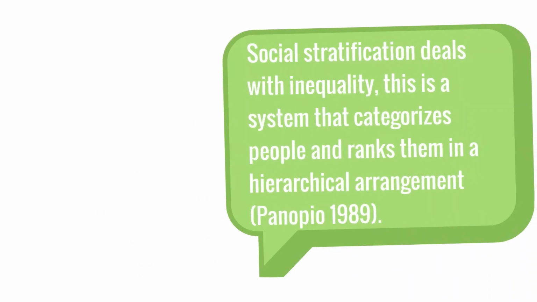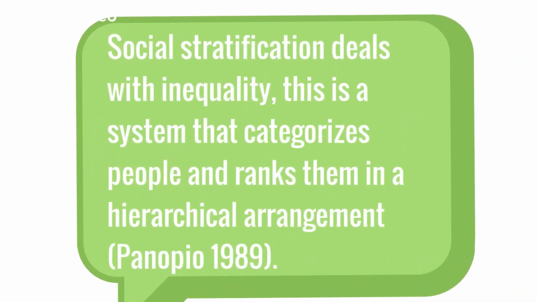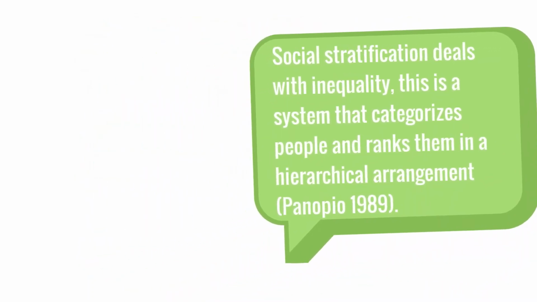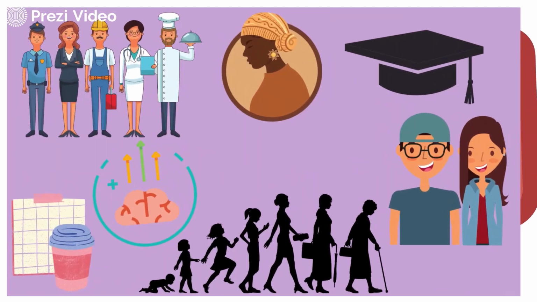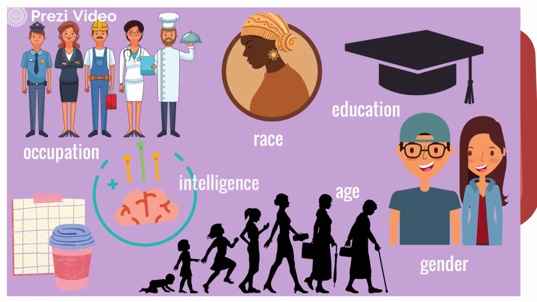Social stratification deals with inequality. This is a system that categorizes people and ranks them in a hierarchical arrangement. The social standing depends on occupation, race, education, age, gender, intelligence. These are what we call individual and human differences.